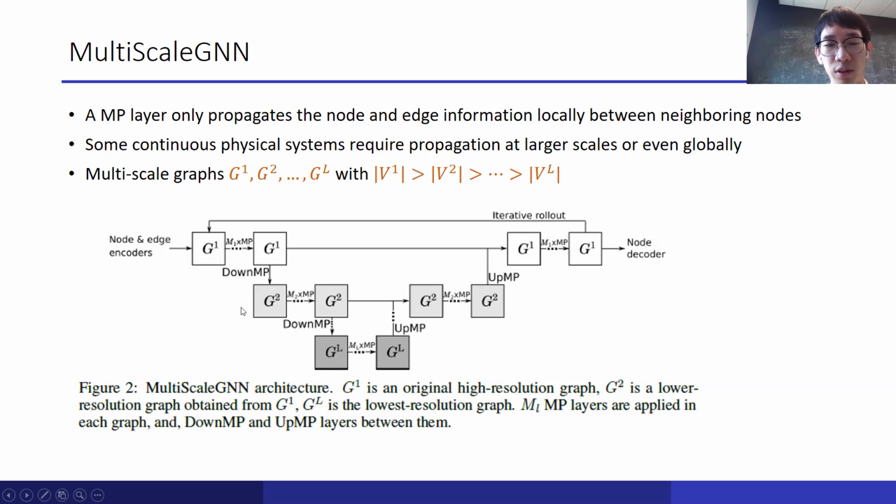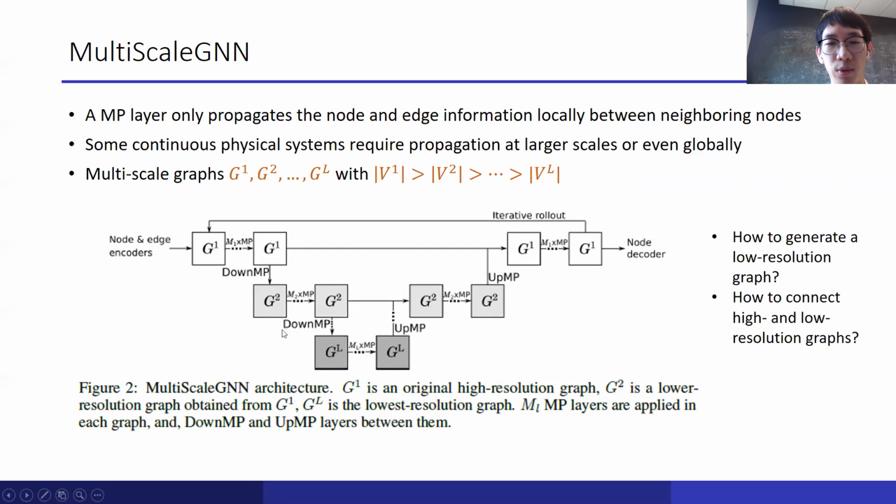Okay, so this looks very similar to the UNet structure. However, there are 2 questions here. One is how to generate the low resolution graph from a high resolution one. And the other is how to communicate between the high resolution graph and the low resolution graph. This may be easier to implement in a convolutional neural network, but for the graph neural network, it's not very straightforward to achieve.